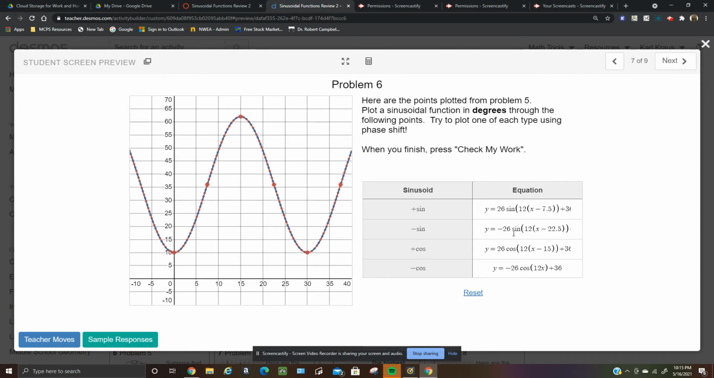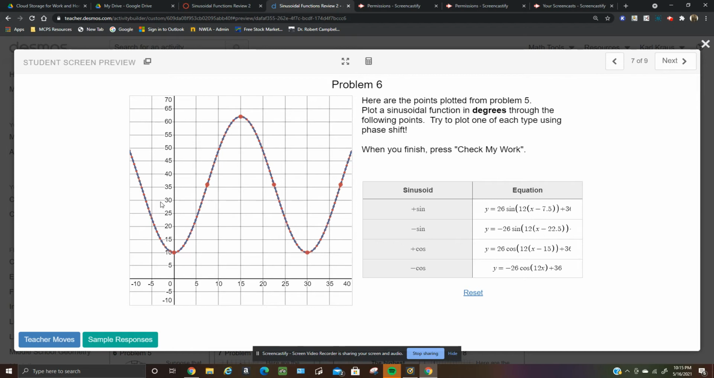Negative sine: y equals negative 26 sine 12 times x minus 22.5 plus 36. Cosine: y equals 26 cosine 12 times x minus 15 plus 36. And then negative cosine is y equals negative 26 cosine 12x plus 36.